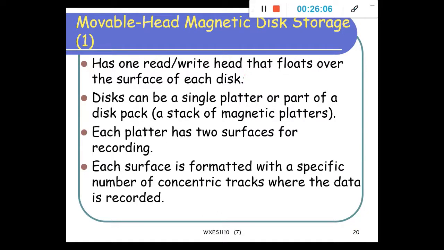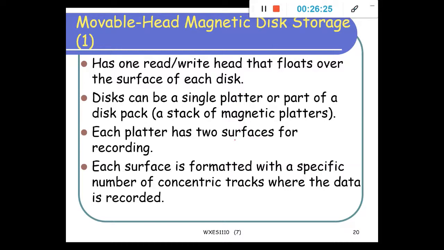Before this, a fixed one has one read-write head per track; if you have four tracks, you must have four read-write heads. The head floats over the surface of each disk. This can be a single platter or part of a disk pack, a stack of magnetic platters.